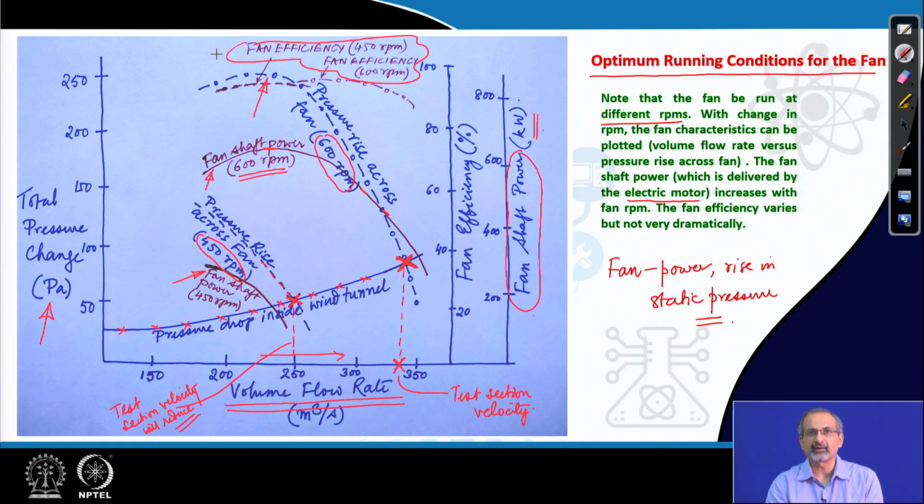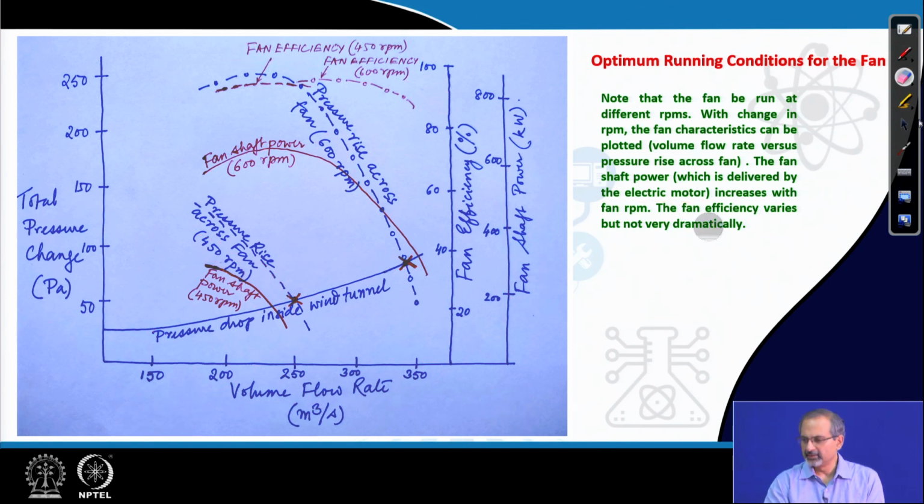Incidentally, at least for these RPMs, it does not vary very dramatically. It hovers close to about 90%, which is a fairly efficient fan, and it only spans over different ranges of volume flow rates, because with change in RPM the volume flow rates would get altered. So, this was a kind of brief discussion on the different conceptual design aspects of subsonic wind tunnel.